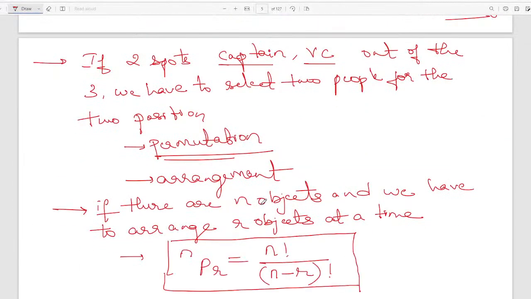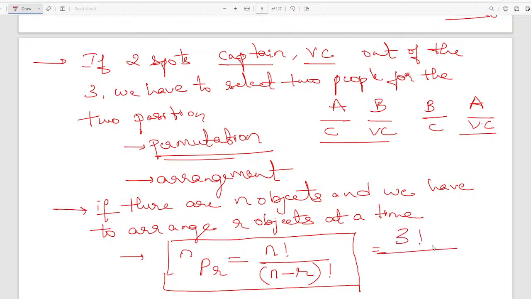Whereas in permutations, order is important. So if you have captain and vice captain, A as captain and B as vice captain is a different combination, and B as captain and A as vice captain is a different combination. So if we are selecting two people out of three, the number of ways is 3 factorial divided by (3 minus 2) factorial, that is 1 factorial. This is equal to 3 twos are 6. You can do it in 6 ways.